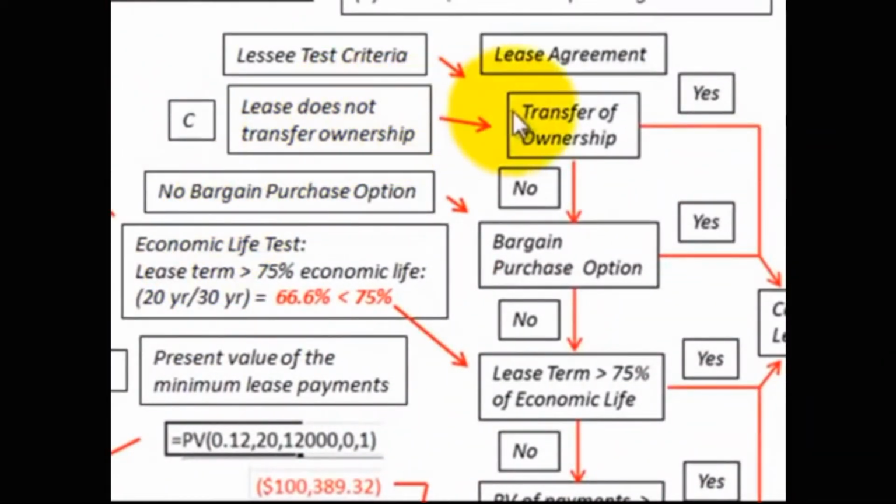So first we're going to look at the transfer of ownership here. Well, it's given in this example here that the lease does not transfer any ownership here. So, and then secondly, well, it failed that test, so we go on to our next test here, the bargain purchase option. And we were given here again that there is no bargain purchase option here, so it would have failed that test here. So we go on to our next test here, the lease term greater than 75% of the economic life. So let's go look at how we test that here.